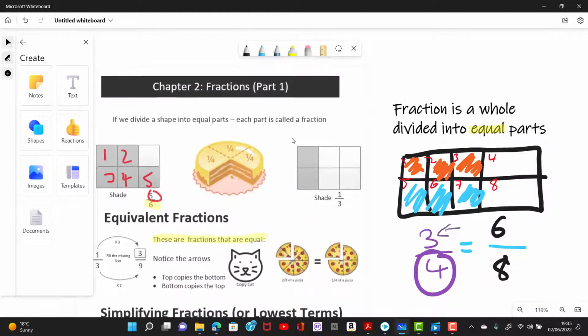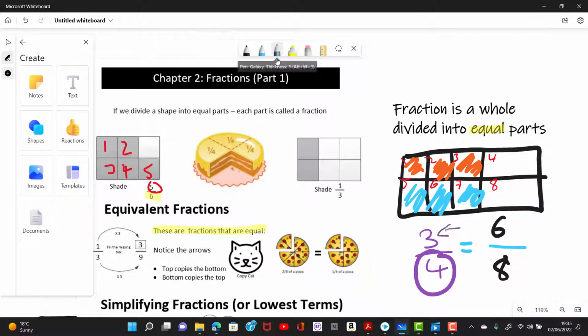They give an example here of how to shade a third over 6 boxes. If you shade a third, you'll have two shaded in. So 1, 2, 3, shading one in the first group and one in the second group. That should equal 2 out of 6. Great, that's fine.